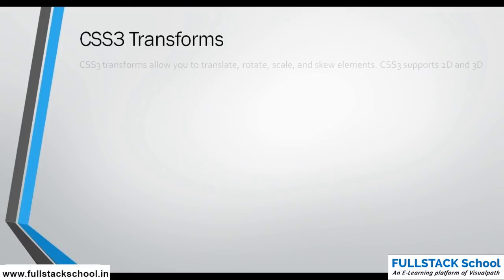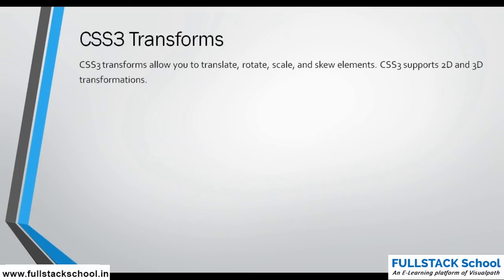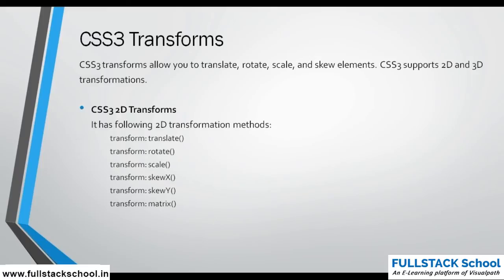transforms, which allows you to translate, rotate, scale, and skew elements. CSS3 supports 2D and 3D transformations too, like CSS3 2D transform. It has the following 2D transformation methods. You can take a look: translate, rotate, scale, skewX, skewY, and the matrix transformation. So these are some syntax which you can use for transformation.